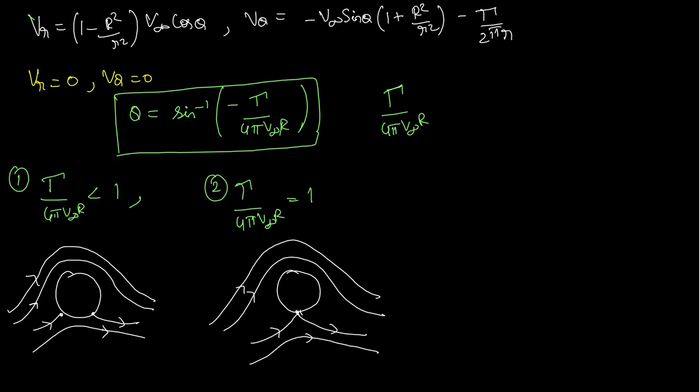And similarly, we have the third case where the circulation becomes greater than 4 pi V infinity times R, and even now we can see that we have only one stagnation point, and that stagnation point is not on the surface of the cylinder. It is outside the surface of the cylinder, it is in the flow. Let me try to sketch it.